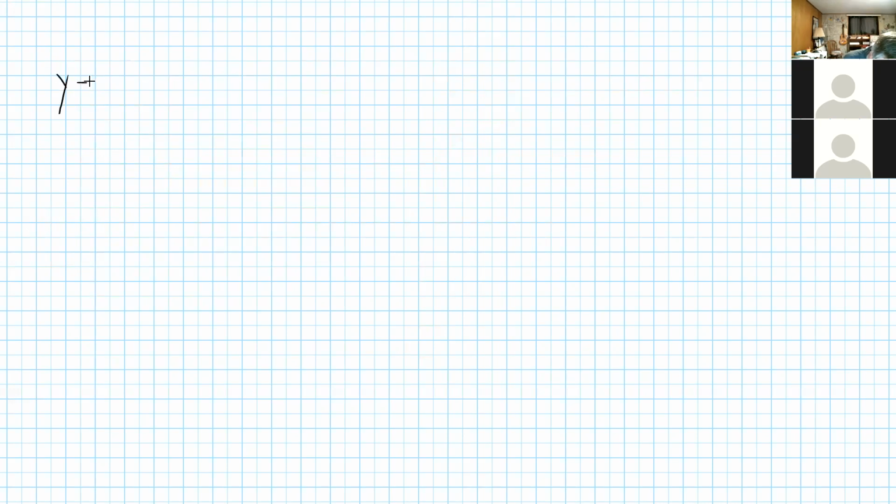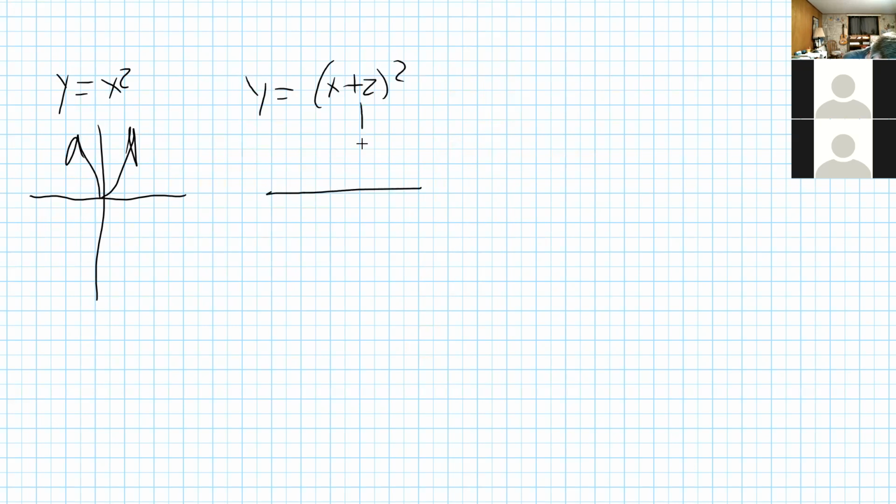Okay. Y equals x squared. I want to start there. Looks like that. What about y equals (x plus 2) squared? What does that look like?